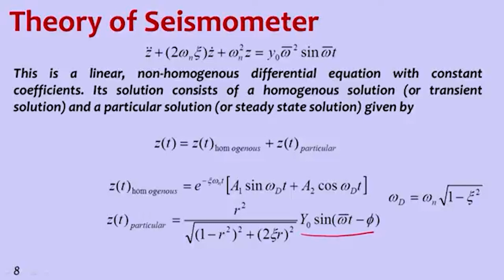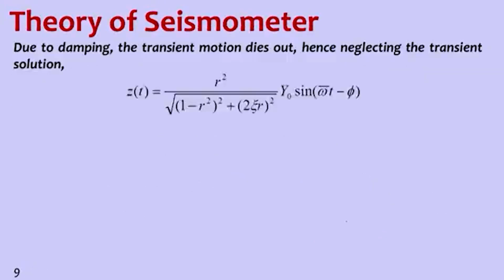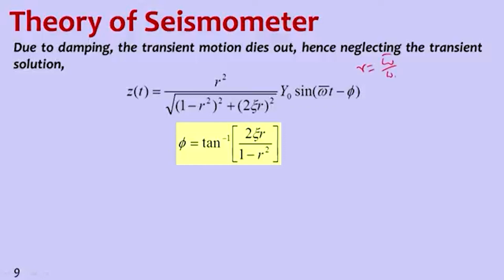If there is any confusion in this equation, you may refer to the single degree of freedom system damped forced vibration class. Due to damping, the transient motion dies out, hence we neglect the transient solution. So we have the particular integral solution. Here the phase angle phi is equal to tan inverse of 2 zeta r by 1 minus r square. r is the frequency ratio. In this case, r is omega bar by omega n.